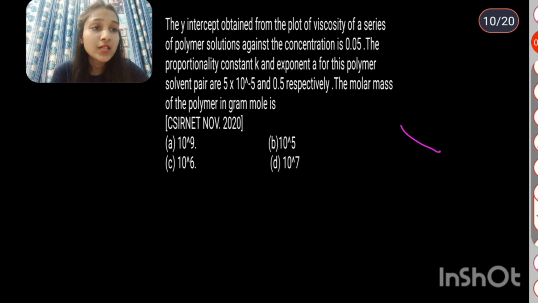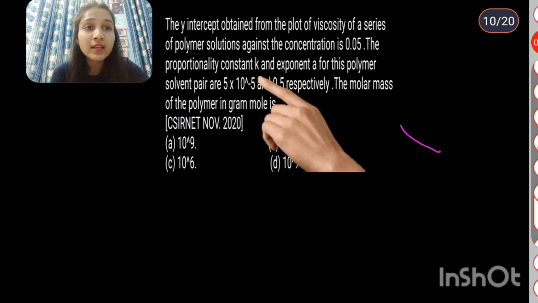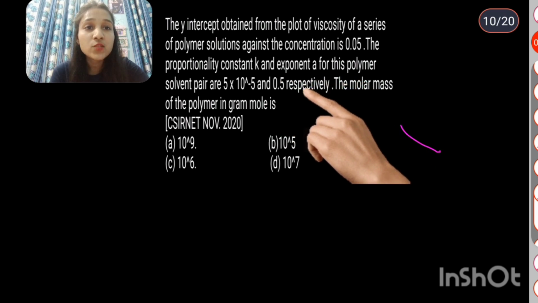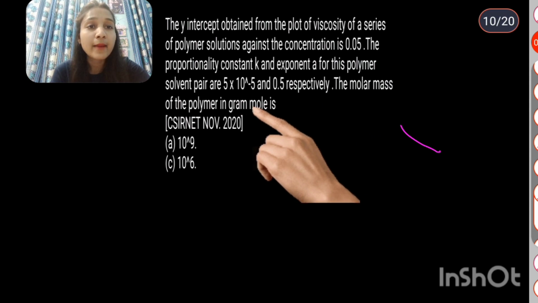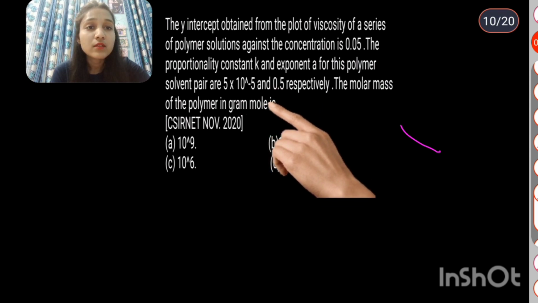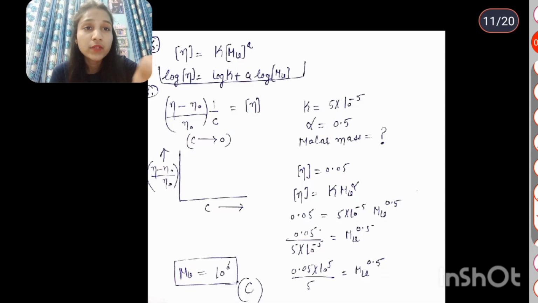Here the proportionality constant K and exponent A for this polymer solvent pair are given. So the values of K and A are given. The molar mass of the polymer in gram per mole is, here gram per mole, so take it as per mole. Now come to the solution.